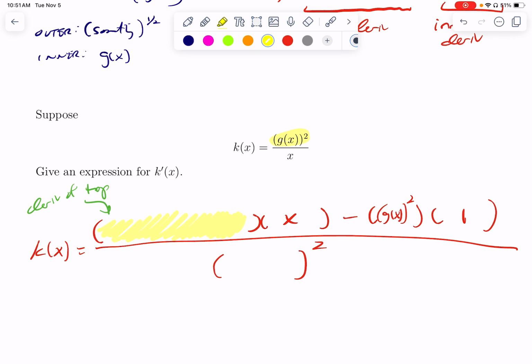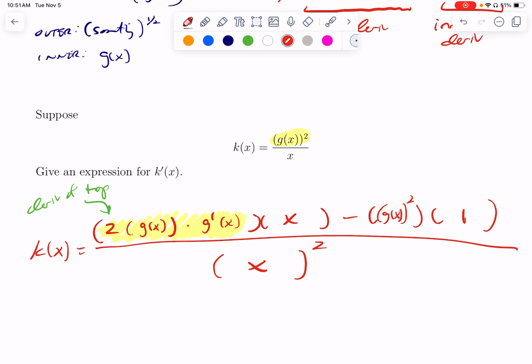And we can do that with chain rule. This is something squared. So the outer derivative would be the derivative of something squared, which is 2 times something, and the something is g of x. And my inner derivative is the derivative of g, which is called g prime of x. And I forgot my bottom squared there.